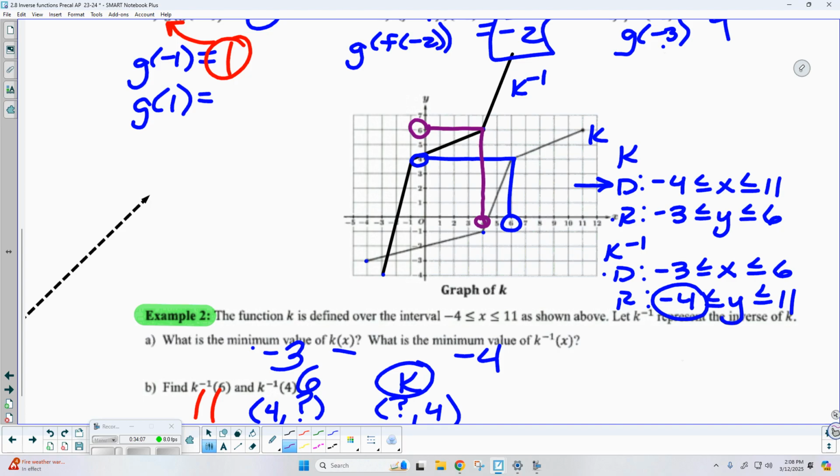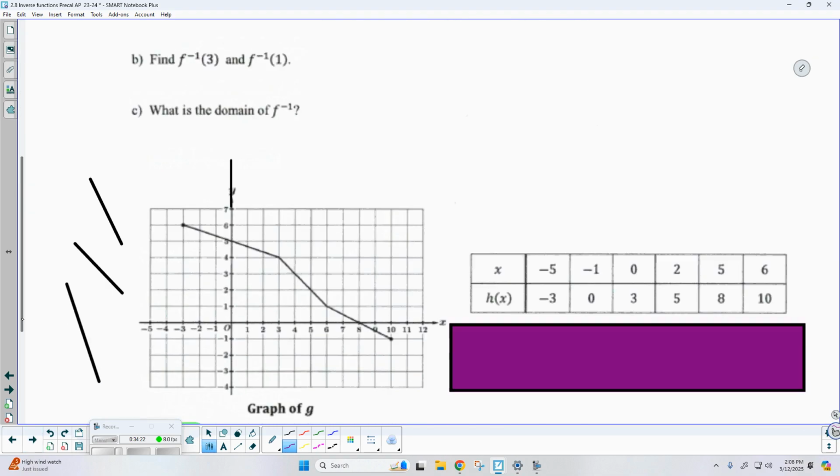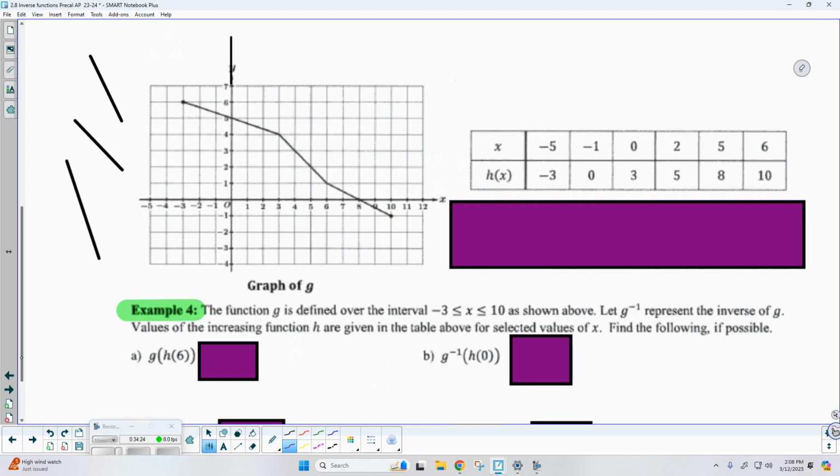Okay. Now, number 3 is the same type of problem. Did anybody want to take a look at it? Okay. Then we are on our last problem here. Number 4. Once we're done with this, we are done.